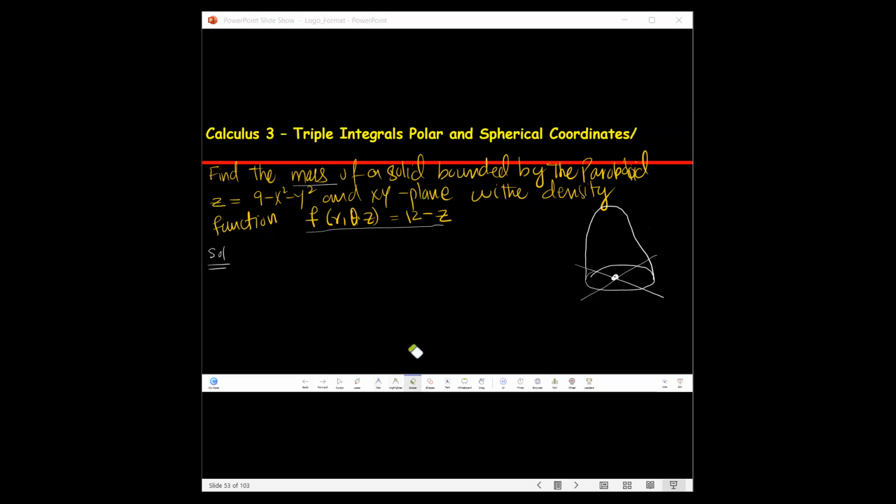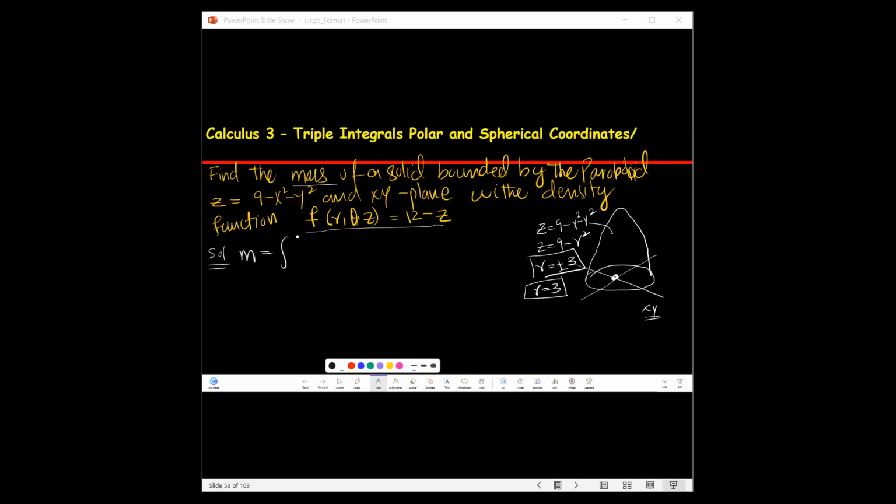My paraboloid is going to look like this. And as you can see here, the xy plane is at the bottom, which is the bounding. So this is my xy plane, the bottom of this paraboloid. The equation given is z equals 9 minus x squared minus y squared. I can also write z equals 9 minus r squared, and r equals plus or minus 3. We can only consider the plus value because radius cannot be negative. Okay, let's substitute real quick. Mass equals the triple integral.